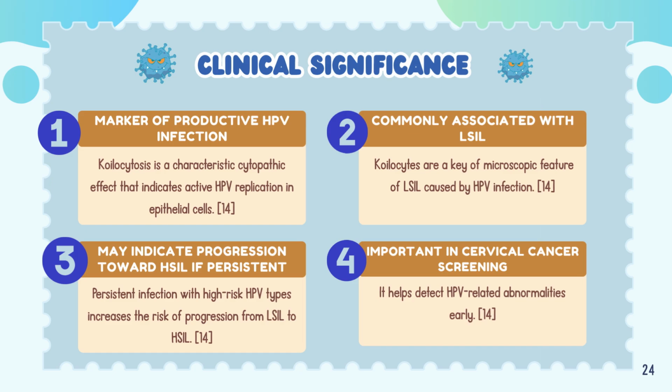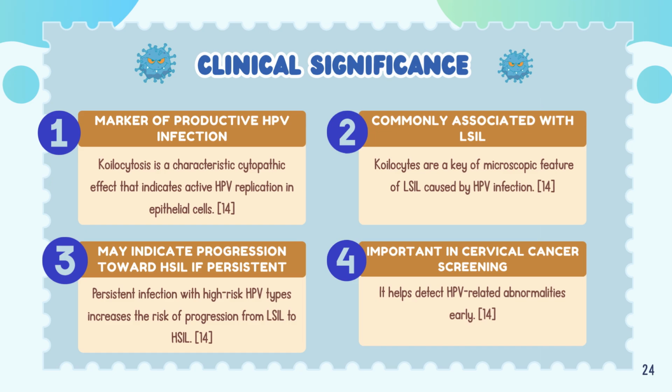Secondly, koilocytes are commonly associated with low-grade squamous intraepithelial lesions, or LSIL. They are one of the key microscopic features that pathologists and cytologists look for when examining cervical cytology samples. Their presence helps support the diagnosis of HPV-related cellular changes.